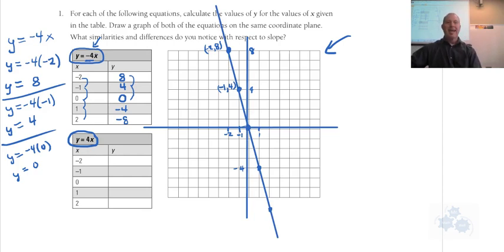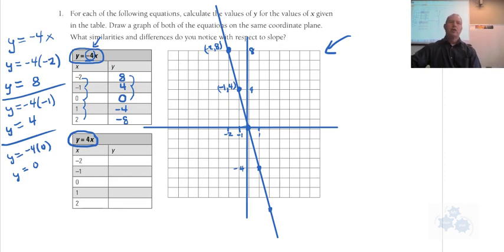So notice we have a negative slope, -4, and actually 4 is pretty steep. That's a pretty steep slope compared to like just a 1. A -1 would be kind of your average slope there, and then as the number gets bigger, it gets steeper. And if it's in a negative direction, it goes down from left to right.